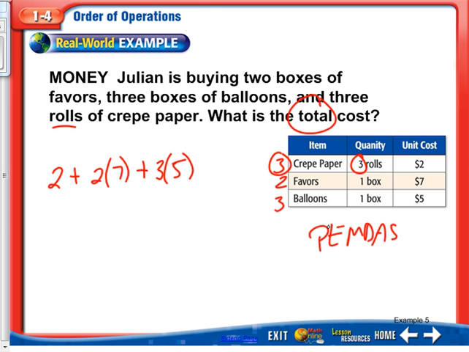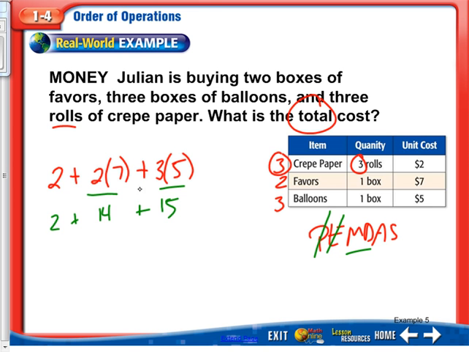all right, we don't have any parentheses, so we'll get rid of that. We don't have any exponents. We do have multiplication and division, so we need to do this and this. And since it's separated by addition, you could go ahead and do this all at once. So let's go ahead and do that. We go 2 plus 14 plus 15, okay, because 2 times 7 is 14, 3 times 5 is 15.